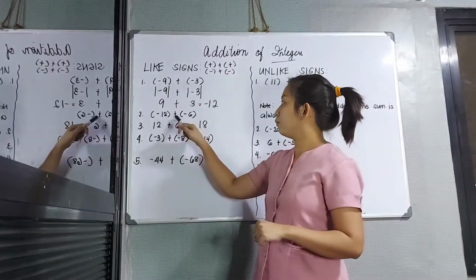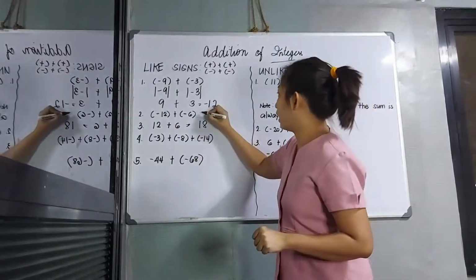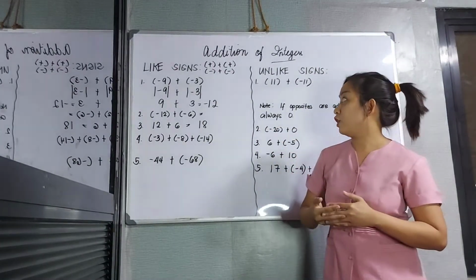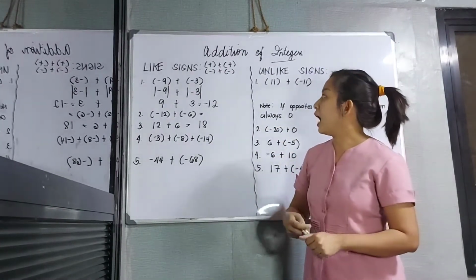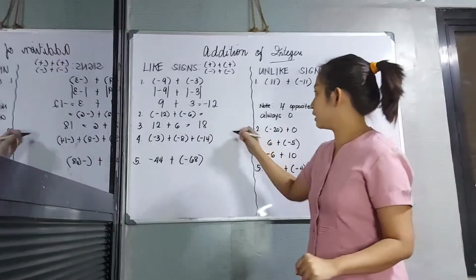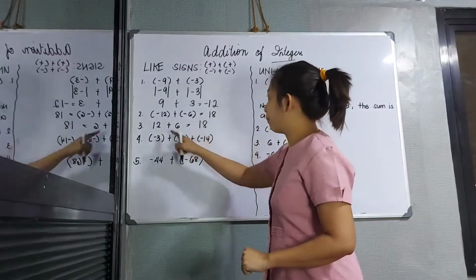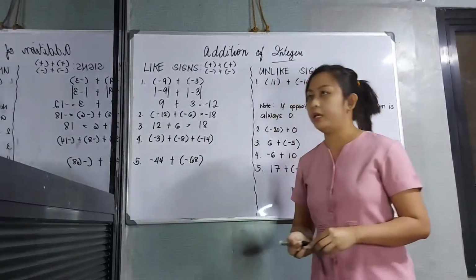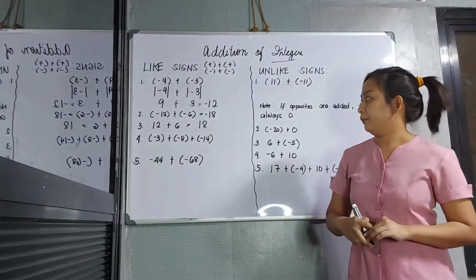Now, for number 2, we have another two negatives: negative 12 plus negative 6. Again, applying our rule in addition of integers with like sign, add the numbers. We have 12 and 6, that is 18. Then copy the sign, which is negative. So, the answer is negative 18.